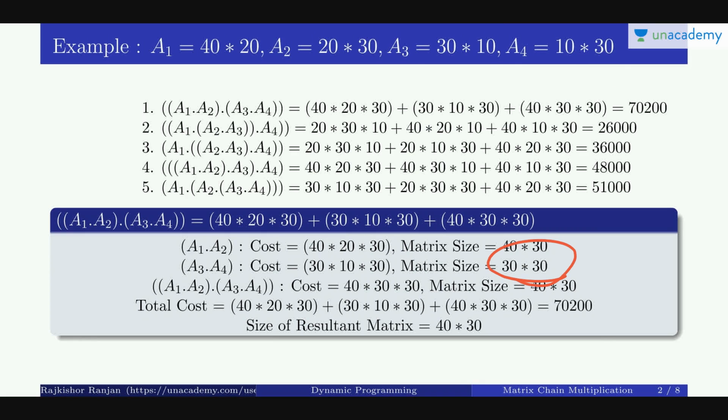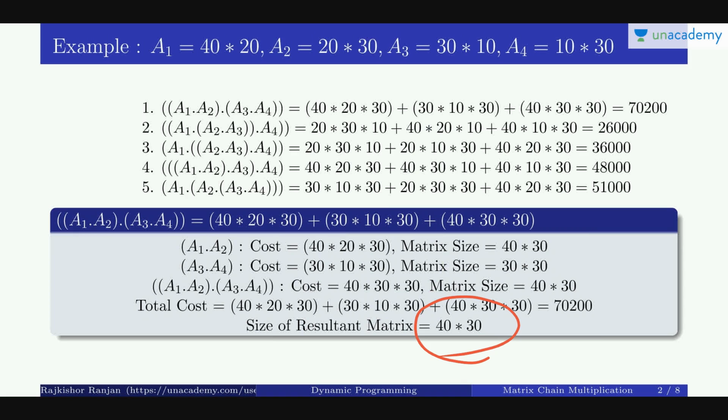Now we are multiplying these two matrices together, that means the matrices formed after the multiplication of A1, A2 and A3, A4. In this case, the cost would be 40 into 30 into 30, as the sizes of the matrices are 40 into 30 and 30 into 30. The matrix size is 40 into 30. So the total cost is the sum of all these costs, and this would be equal to 70200, and the size of the resultant matrix is 40 into 30.